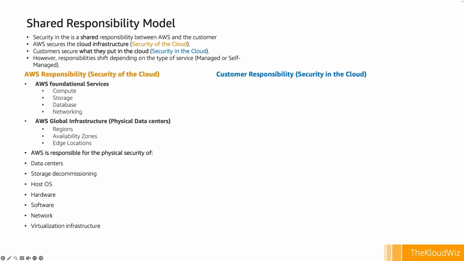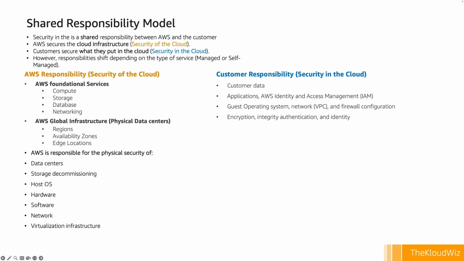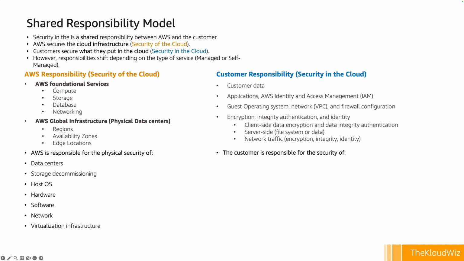Now, let's look at the customer's responsibility. So things that fall under the customer's responsibility are their data, applications, identity and access management, guest operating systems, virtual networks, firewall configurations, encryption, integrity, authentication, and identity. This includes client-side data, server-side data, and network traffic.